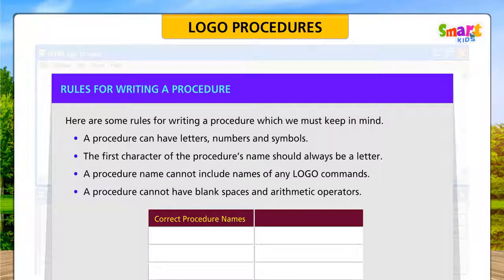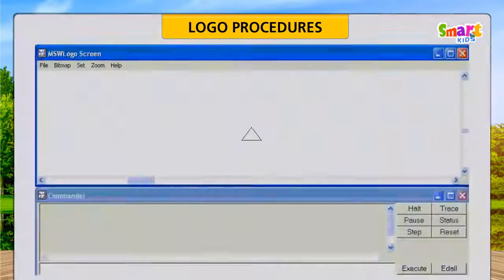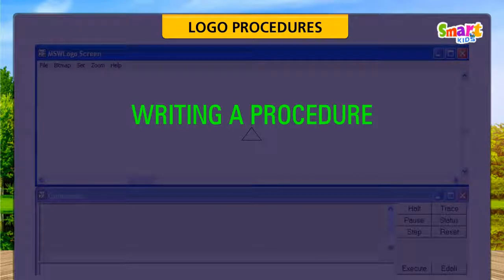Correct procedure names: 1. MyName, 2. Roll5, 3. Fast. Incorrect procedure names: 1. My name, 2. 5roll, 3. Fast plus.